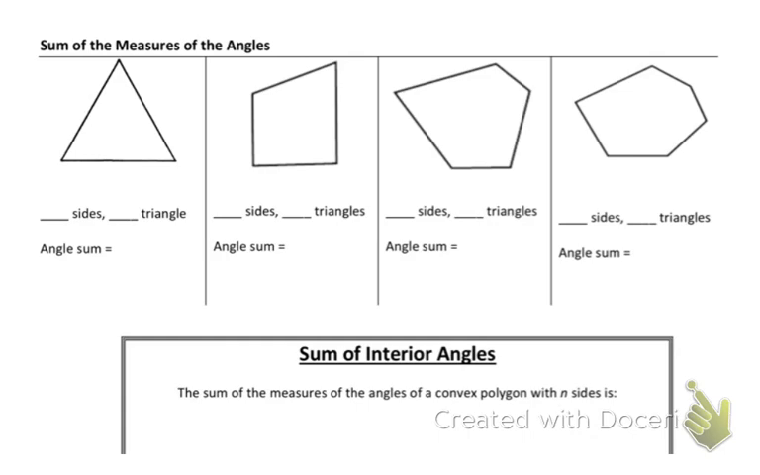All right, now we're going to get to a pretty important thing that's going to keep reoccurring. All right, that is the sum of measures of angles. How many sides does a triangle have? 3. How many triangles can you draw with one triangle? What's the sum of all my angles of a triangle? 180.